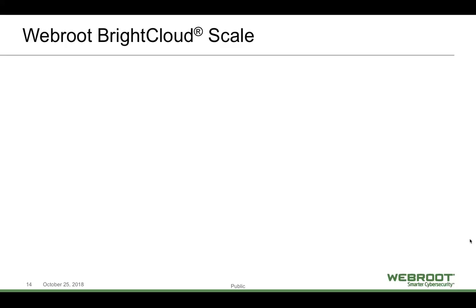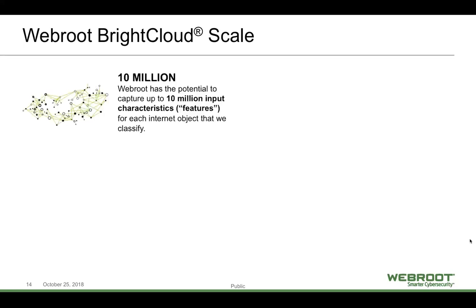And when we go to our machine learning, that's where you start seeing all of those components come together. Our machine learning capabilities are backed by over 65 patents, and we generate another 12 to 15 new patents a year. And why is that important? Because the state of malicious content is constantly changing. And with that, we are able to look at a tremendous number of input characteristics, 10 million of them, on every internet object we classify. So with our machine learning, we capture that data, analyze it, classify it, and publish it in the form of our BrightCloud threat intelligence.